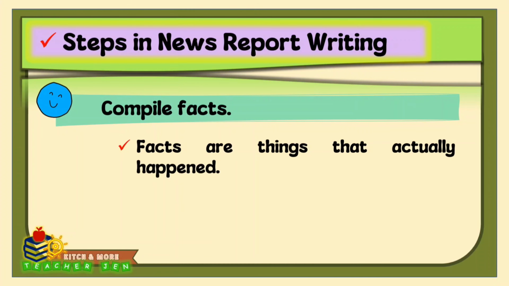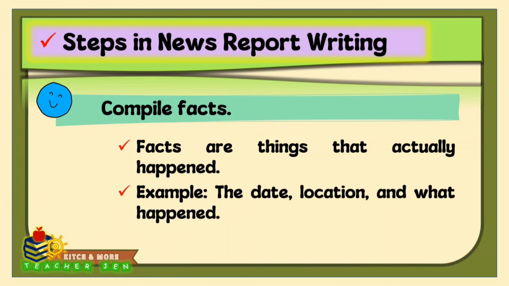When writing a news report, it's important to gather accurate and reliable facts that are directly related to the event. Facts are objective details that can be verified and help tell the story. Here are some examples of facts to include: the date, when did the event take place? The location, where did it occur? What happened? What were the key actions or events that took place? These facts form the foundation of your report, ensuring your audience receives the most accurate and relevant information.